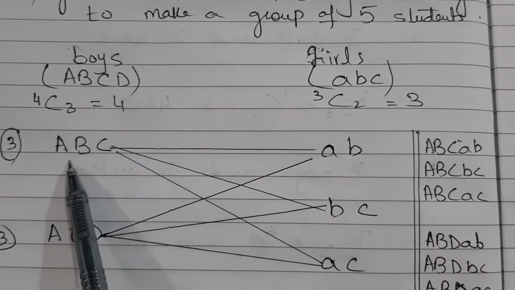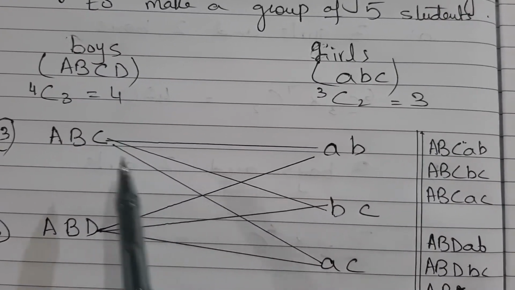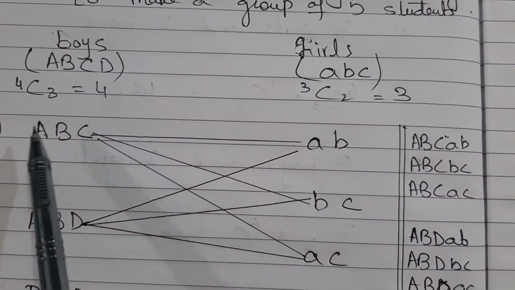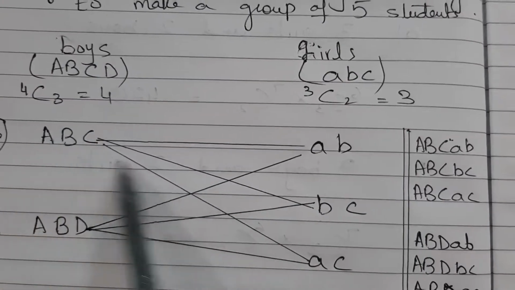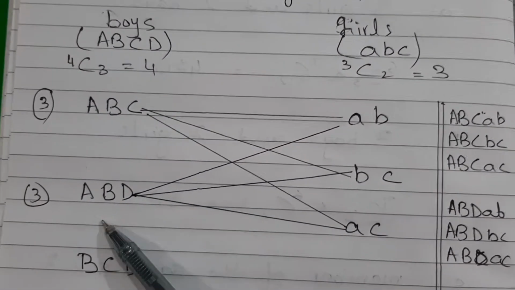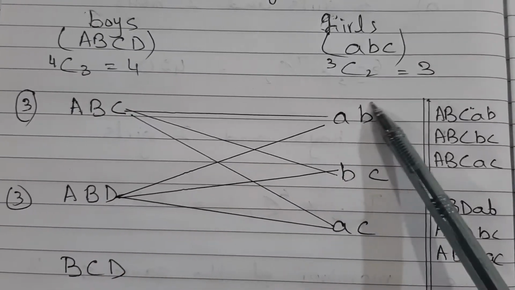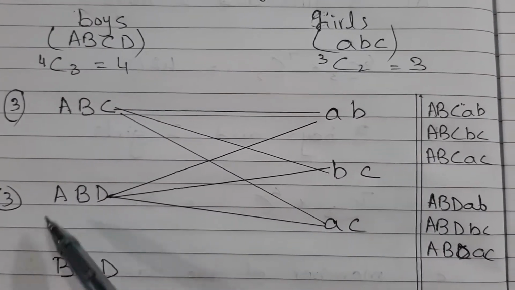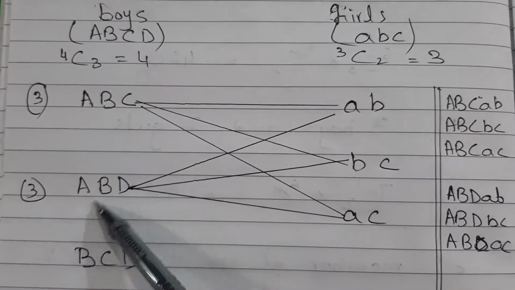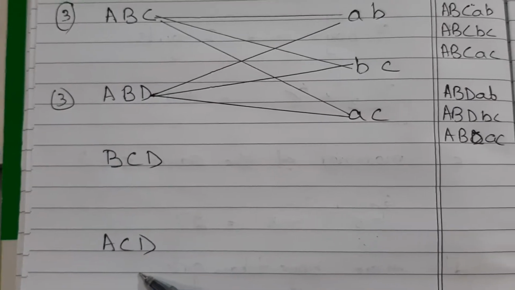So with this group of boys, I can select anyone. So I will get 3 groups from here, either this one, or this one. Similarly, with this group of boys ABD, I can select this group, or this group. So again, I have 3 options with this. Same goes with the other 2 groups.